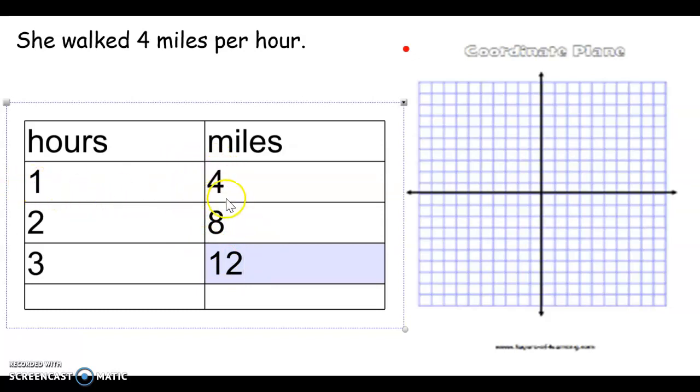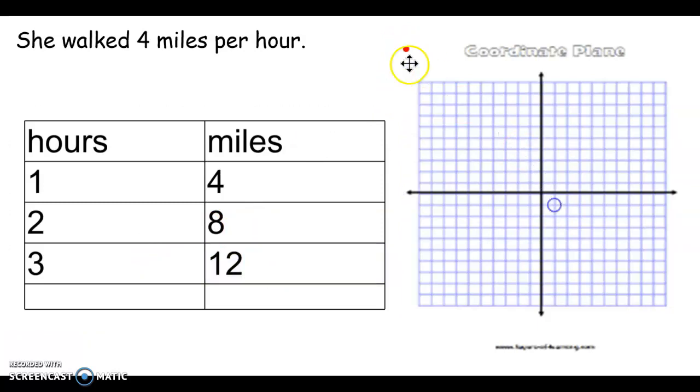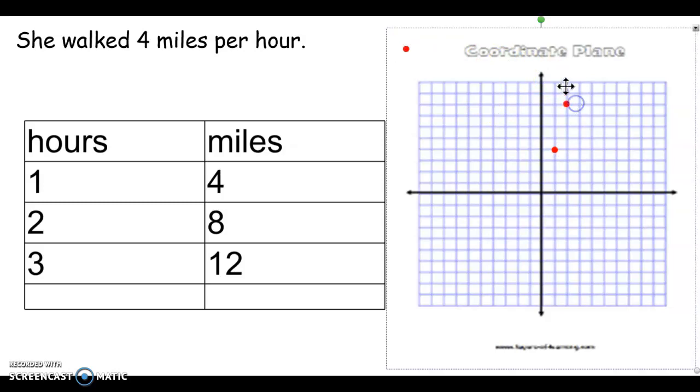If she can go 4 miles per hour, that means I can take my number of hours and multiply it by 4, and it'll give me my number of miles. I can graph these again. So 1 hour and 4 miles. I'm going to go over 1 and up 4. And then for each hour I add on, it's going up 4 more miles. So up 4 for every hour.